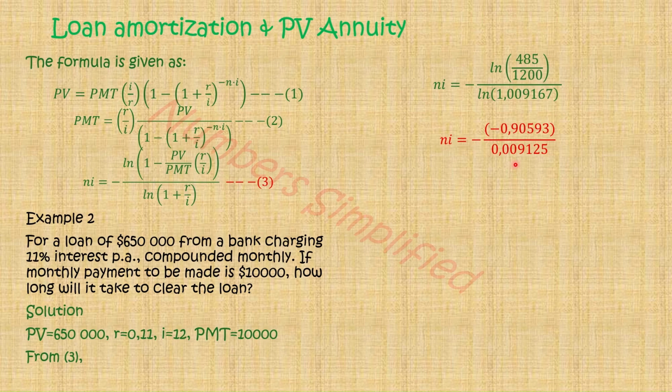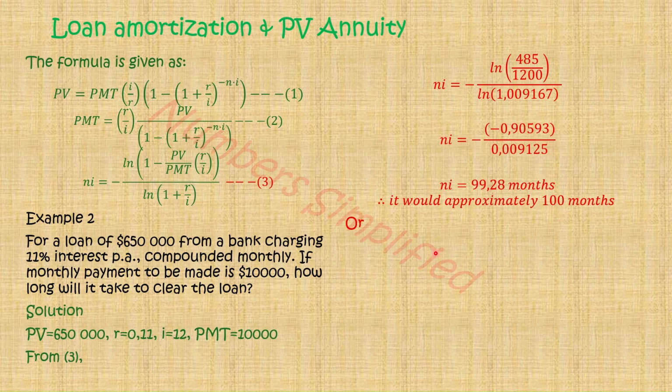We see that we've got two negatives over here. A negative times a negative gives a positive, so that would come out as positive. Dividing the values that we have, we get an I of 99.28 months. So it would take approximately 100 months to clear this particular loan.